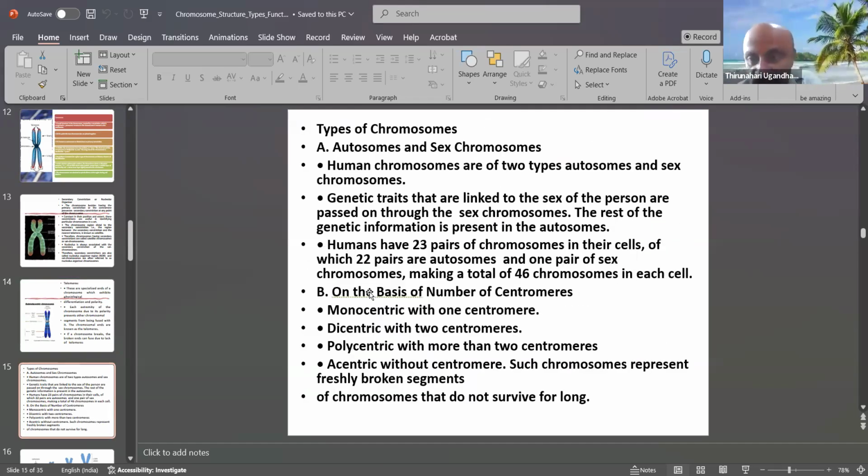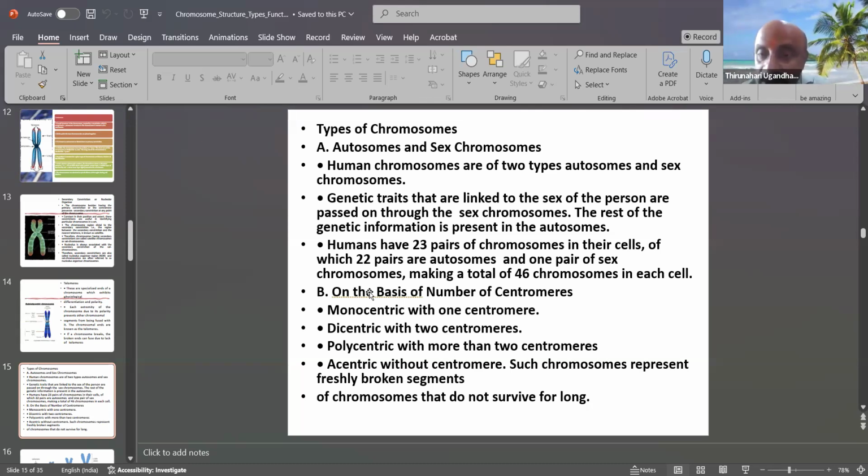Then, types of chromosomes. How many types? In plants or animals, how many groups of cells are there in total? Two groups: the first is the vegetative group, and the second is reproductive cells. The chromosomes in the vegetative group cells are called autosomes. Reproductive cells, for example pollen grains, also called egg or ova, have chromosomes called sex chromosomes, also called allosomes.